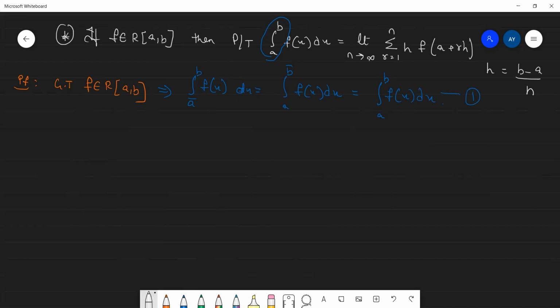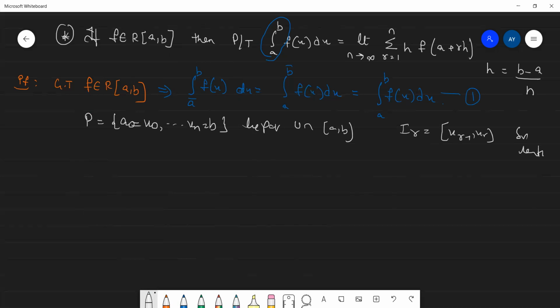Now, same old story, you have to take the partition P, that is a equals x naught, x1, and so on up to xn equals b, be the partition on the closed interval a comma b. Then Ir be the rth subinterval, that is xr minus 1 comma xr, and delta r be the length of the subinterval. All old stories. And here, instead of x naught, x1, x2, and so on up to xn equals b, we are talking about a plus rh.